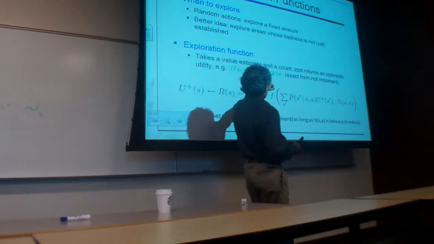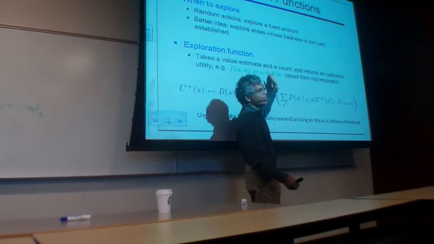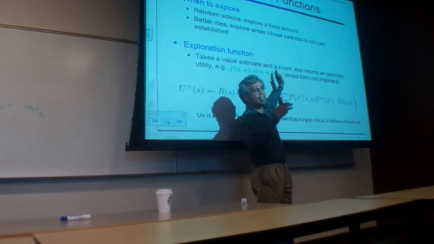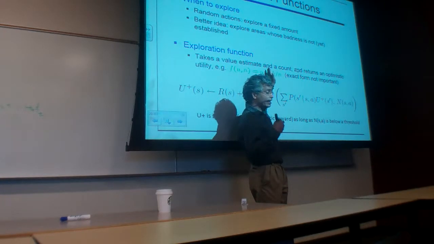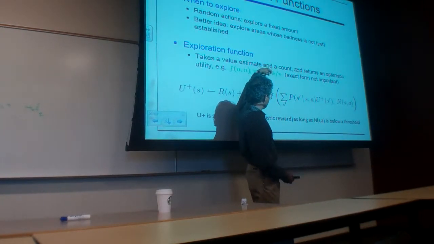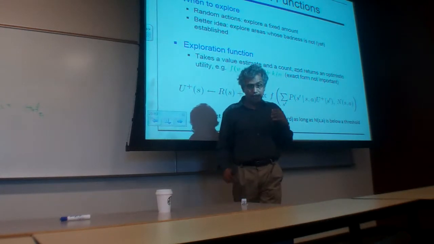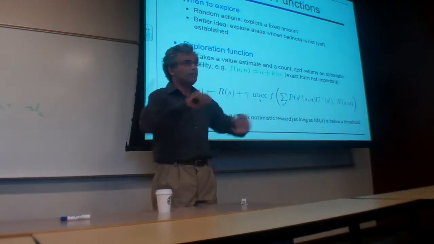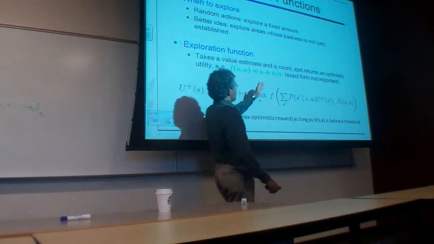That's just one form. It can be anything where, as n increases, as the count of times you tried that state action pair increases, this factor becomes close to 0. In particular, as n tends to infinity, f of u and n becomes just u, and you're fine. This is one such function.